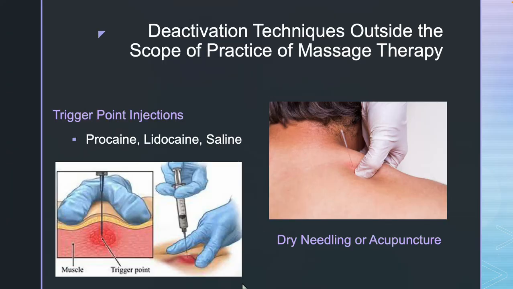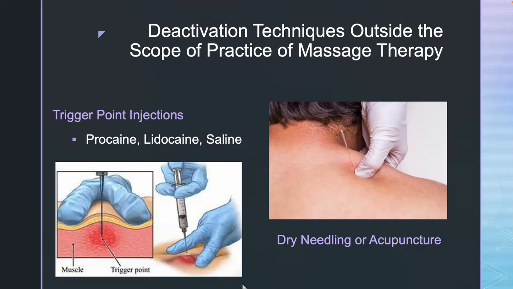Deactivation techniques that are not in our scope of practice. We are not allowed to do this. This would include, but is not limited to, trigger point injections, dry needling, or acupuncture. We are not allowed to puncture the skin. We are not doctors or nurses or acupuncturists.